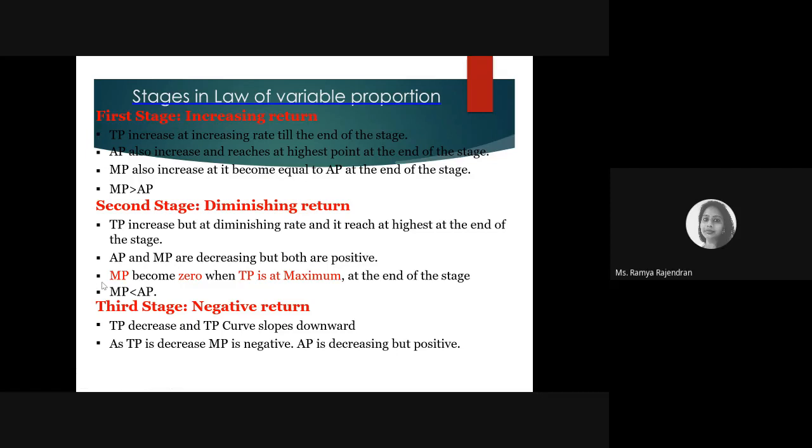In the third stage, the curve just goes down. Here, the MP is completely negative, the total product is decreasing, and the average product is also decreasing, but it stays positive because people are manufacturing products, right? So it will be decreasing, but it's always positive. The total product is also decreasing but positive, whereas the marginal product will be negative. Okay, so if we look into the table, you will be able to understand all this. It's just an explanation of what happens in the table.